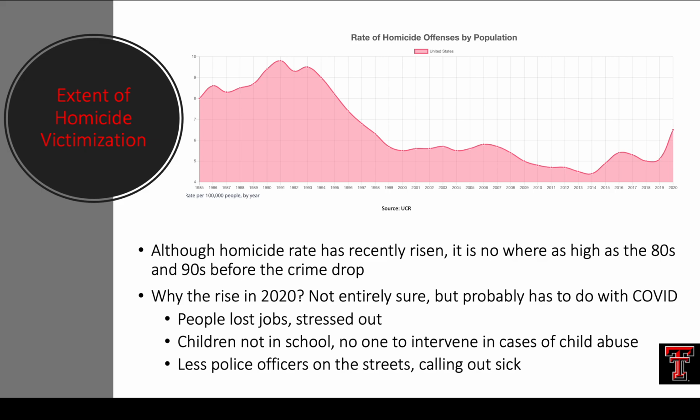People lost their jobs, they're stressed out, they're in close quarters with each other. And when people snap, sometimes this ends in a homicide. Children were not in school in 2020, so there was no one to intervene in cases of child abuse. Teachers are reporters of child abuse, and when they weren't seeing their students, sometimes the child abuse kept getting worse and worse and worse, and ended in an act of homicide. Again, there's fewer police officers on the street because people are sick with COVID. Maybe that had something to do with it. We're not too sure.